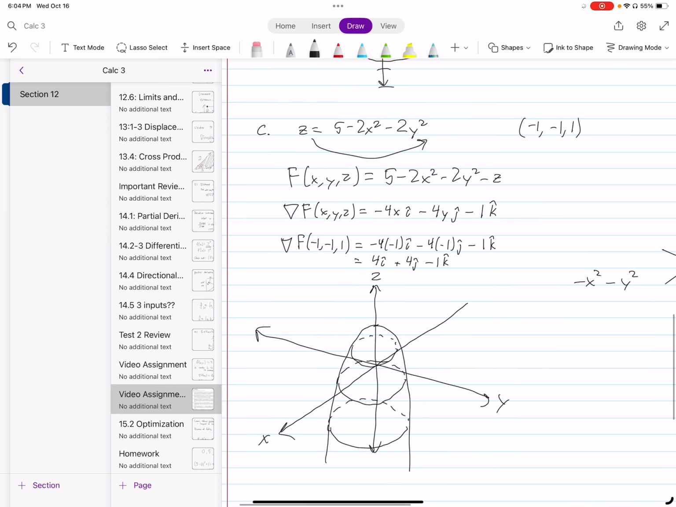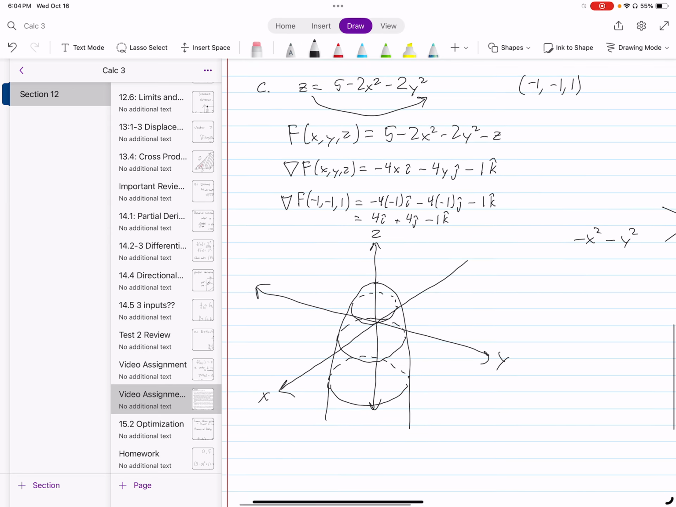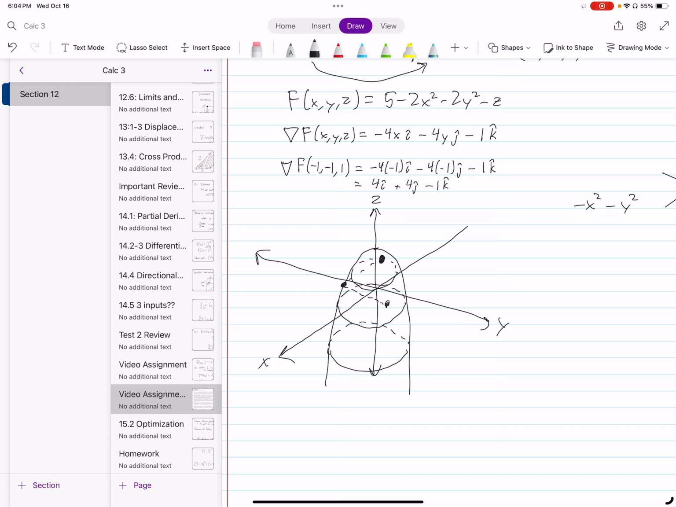And we want the point -1, -1, 1. So that's going to be approximately somewhere over here on the opposite side of the graph. And it's going to go +4 in the x direction, +4 in the y direction, and -1 in the k direction. So that vector is going to go, just draw this out in red, +4, +4, -1. So this is our final vector, which is perpendicular to the surface at that point.